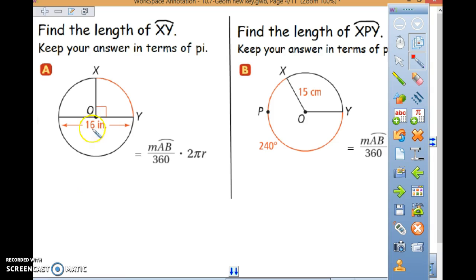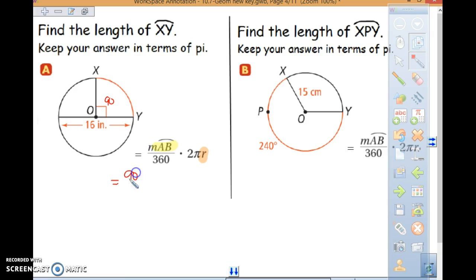Let's find the length of arc XY. Keep your answer in terms of pi. So again, our formula is the measure of the arc divided by 360 times our circumference. So we need to find the measure of the arc first, and then we also need to plug in the radius. So we have 2 unknowns. So we're looking for the measure of this arc, and this marking tells us that it is 90 degrees.